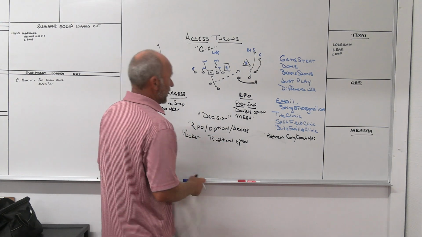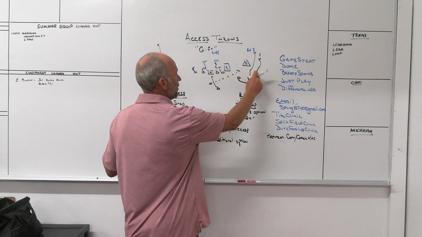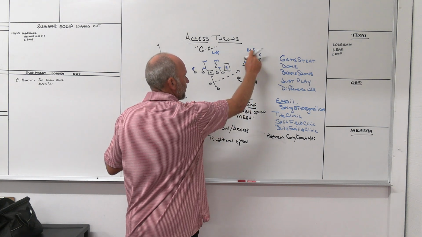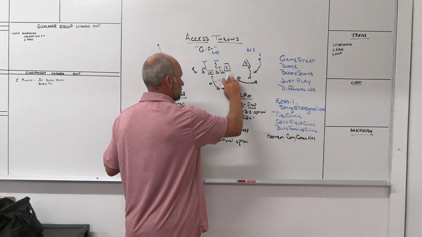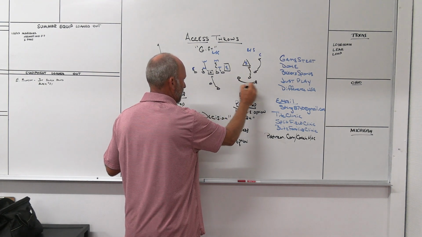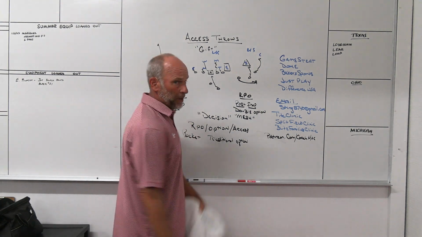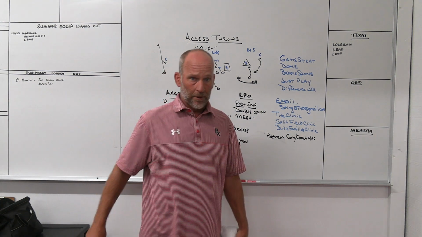Now, again, can the access be bubbled to a number 3? So could you block the Sam, run zone read, and the access is bubbled to number 3? It certainly can be. There's nothing wrong with that theory.